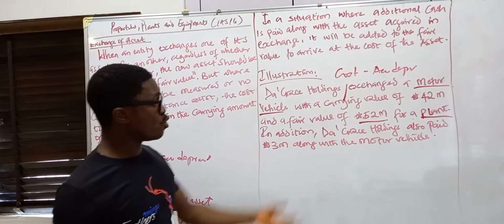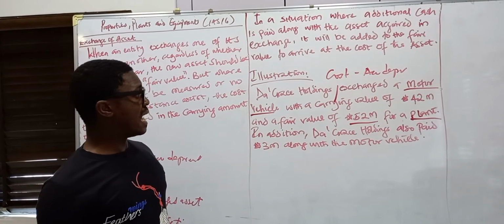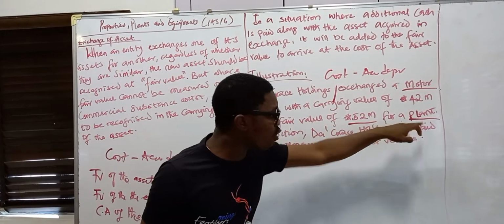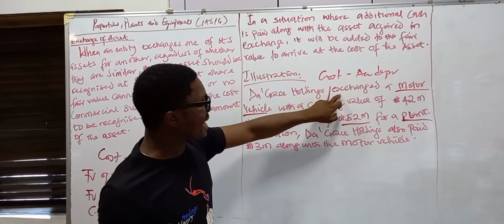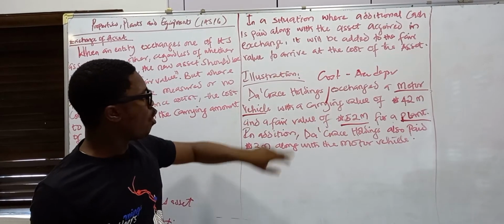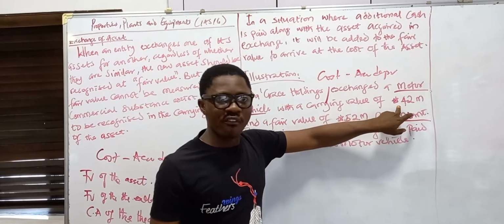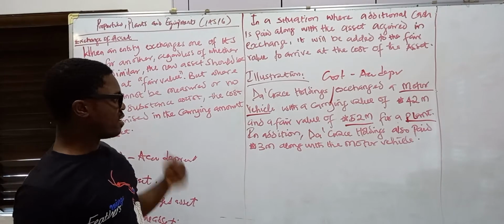Say, for example, we now have the fair value of our motor vehicle, we now have the fair value of this plant. What do we use? We use the carrying value of the motor vehicle, which is what? 42 million. I really want to believe that is clear.